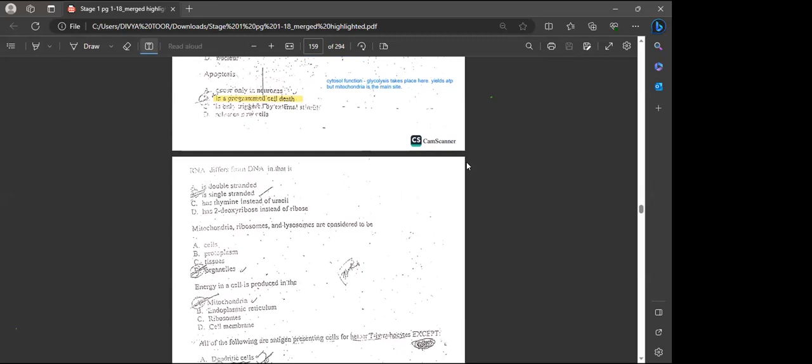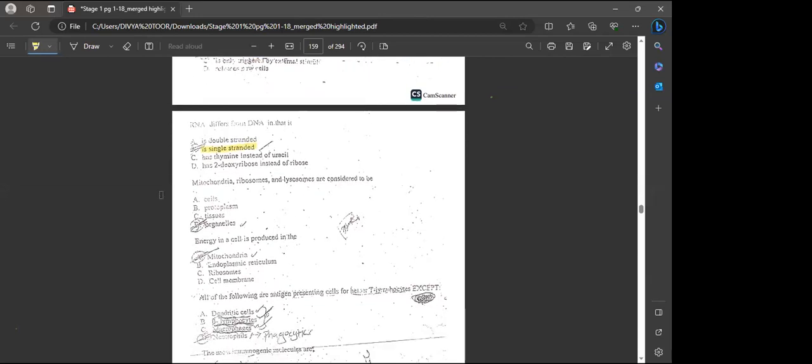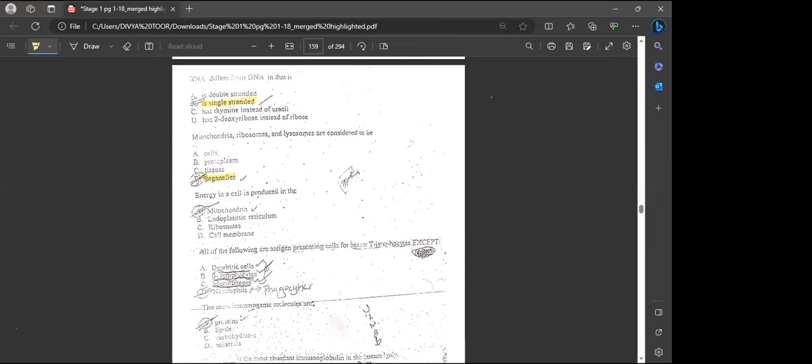All right. RNA differs from DNA in that it's single-stranded, has thymine instead of... no. Yeah, I'd go with this. Out of elimination, this is DNA, this is DNA. 2-deoxyribose instead of ribose, yeah. All the others are single-stranded. And then mitochondria, ribosomes, and lysosomes are considered to be organelles. Energy in a cell is produced in the mitochondria, majorly.